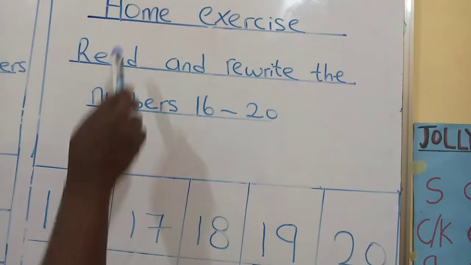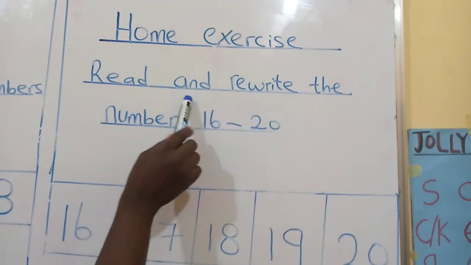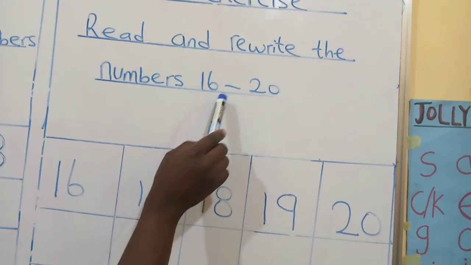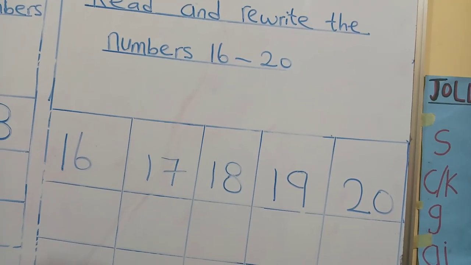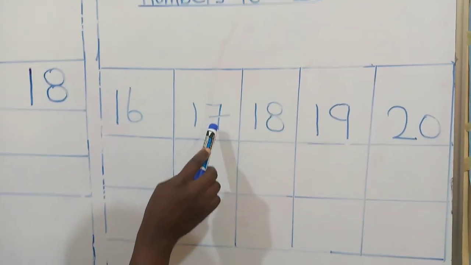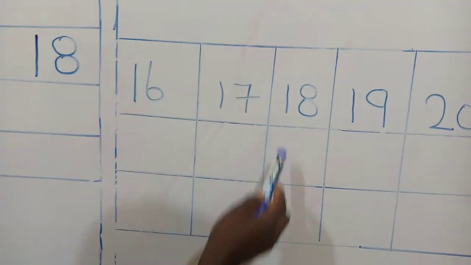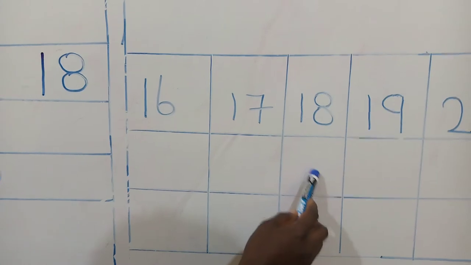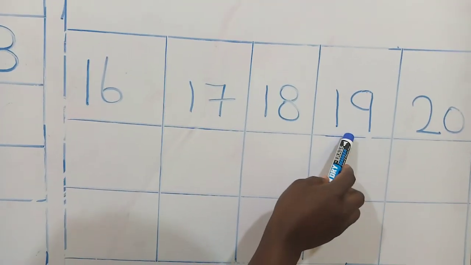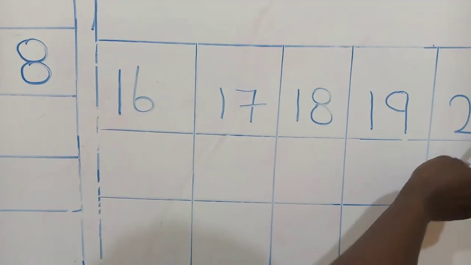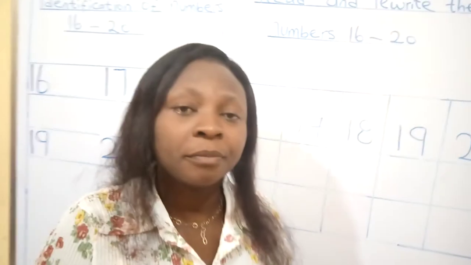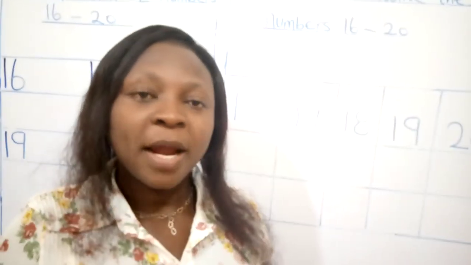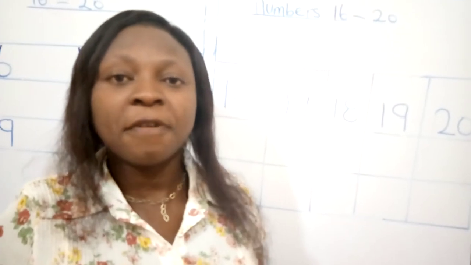I want to give you home exercise. Home exercise. Read and rewrite the numbers 16 to 20. 1 and 6, 16. Write them here. 1 and 7, 17. Write it here. 1 and 8, 18, you write it here. 1 and 9, 19, you write it here. 2 and 0, 20, you write it here. Please, I want you to take your time. Don't be in a haste. Write the numbers and try to identify it by yourself.